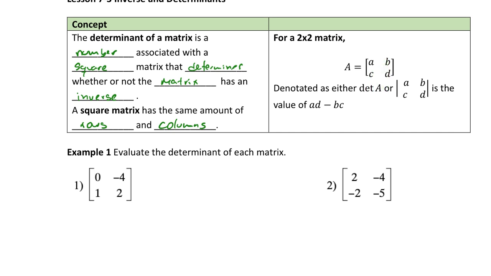So let's see the first one. The determinant of this one, 0, -4, 1, -2, equals 0 times -2 minus -4 times 1. So that means that this is 0 plus 4, so the determinant here is 4.